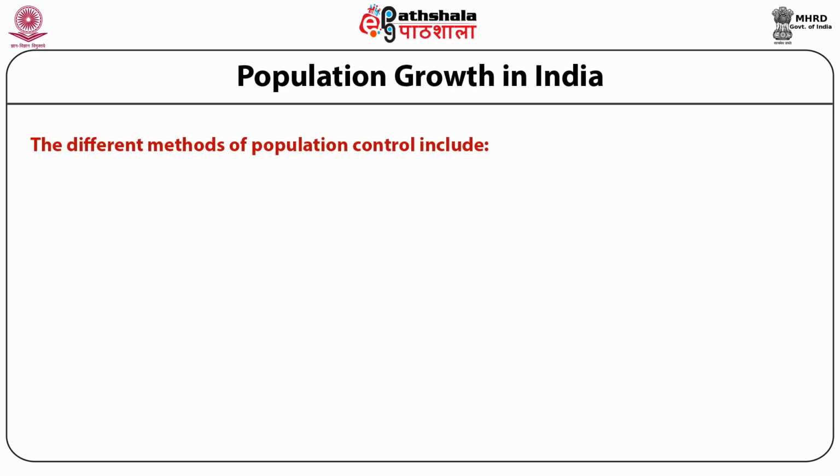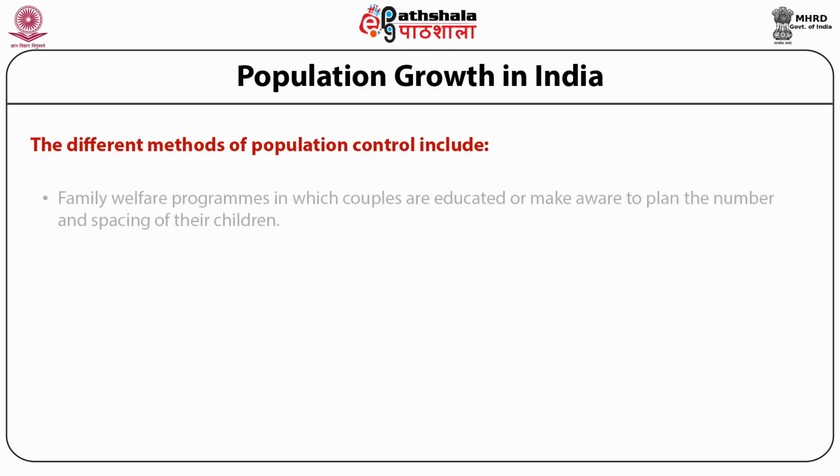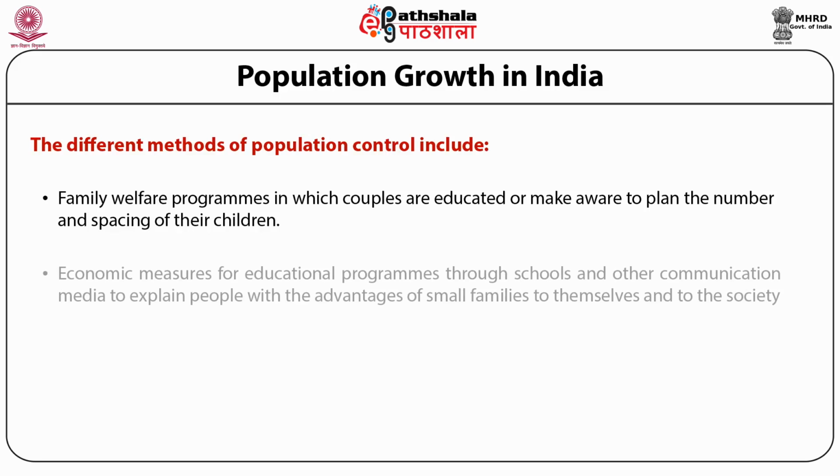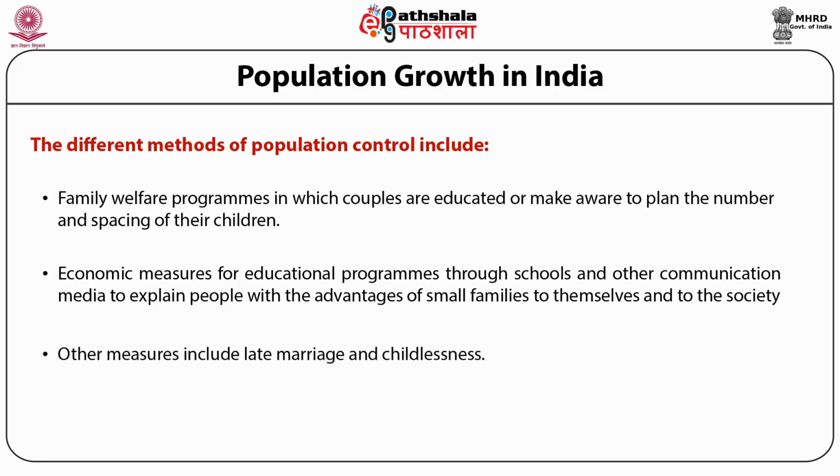Different methods of population control include family welfare programs in which couples are educated or made aware to plan the number and spacing of their children. Economic measures and educational programs through schools and other communication media explain to people the advantages of small families to themselves and to society. Other measures include late marriage and childlessness. Birth control methods mean any method to reduce birth.